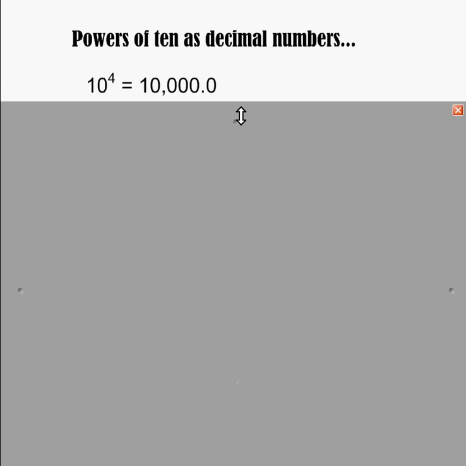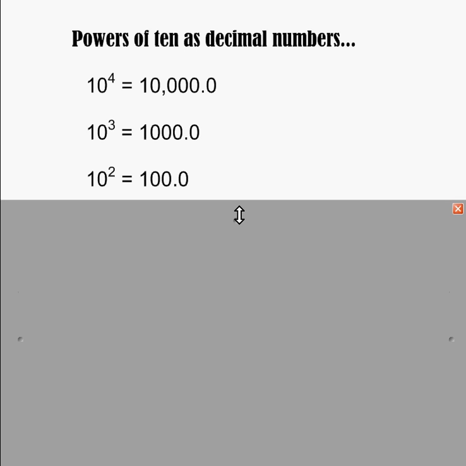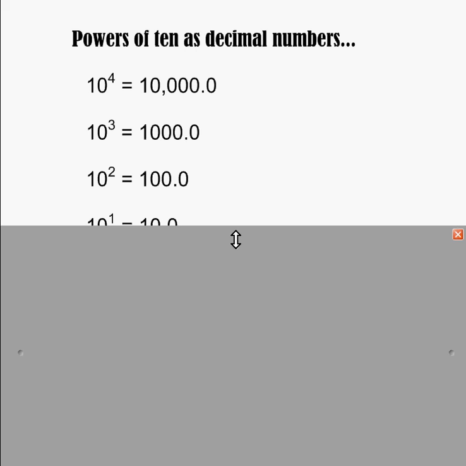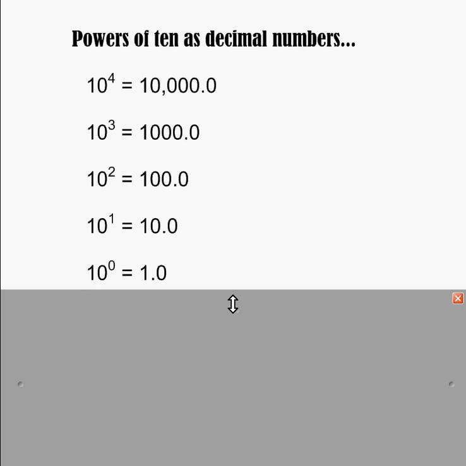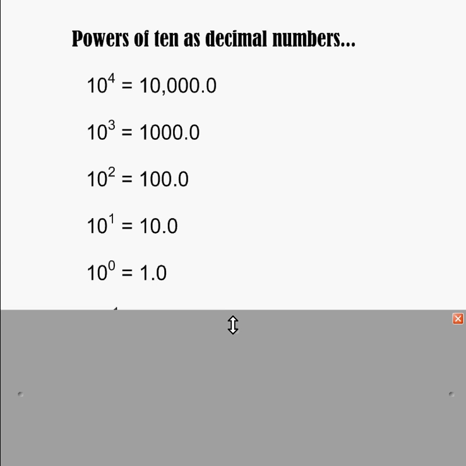So let's look at powers of 10 as decimal numbers. 10 to the fourth, then, is 10 times 10 times 10 times 10. That's 10,000. 10 to the third is 10 times 10 times 10, which is 1,000. 10 squared is 10 times 10, which is 100. But look at where the decimal's going. It's moving, isn't it? Each time we take off a power of 10, it's one place value smaller. And finally we get 10 to the 0, which is 1.